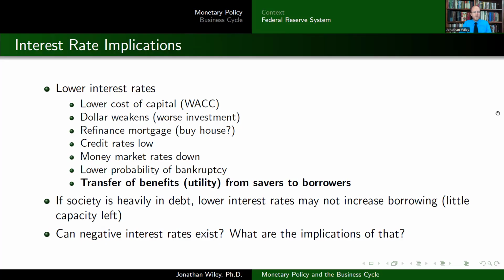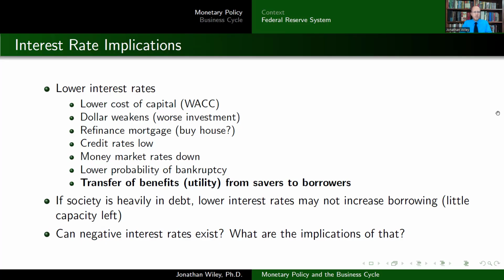Now, if I return to that lower interest rate scenario, if the Federal Reserve lowers rates, typically through the Fed funds rate, and society is heavily in debt, the lower rates might not increase borrowing a lot. In other words, if you're in debt up to your eyeballs and the interest rate goes down, you're not necessarily going to run out there and borrow and spend a bunch, because you've already borrowed so much you can barely make the payments on the stuff you've got. So if society is heavily in debt, people may not go out there and borrow and spend, and it may not be as much of a stimulus as you might hope, because people have little capacity left.